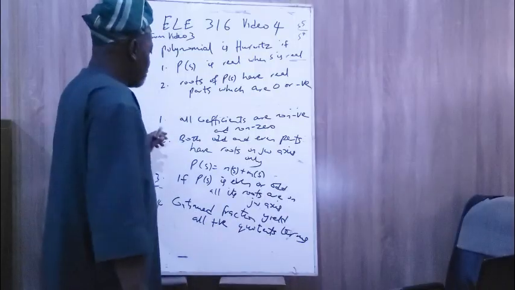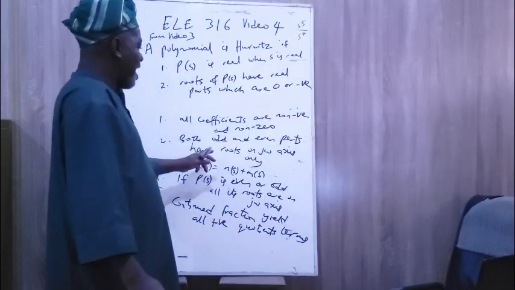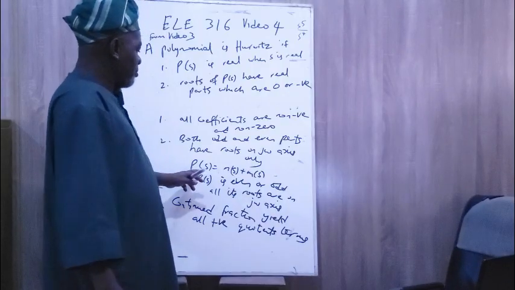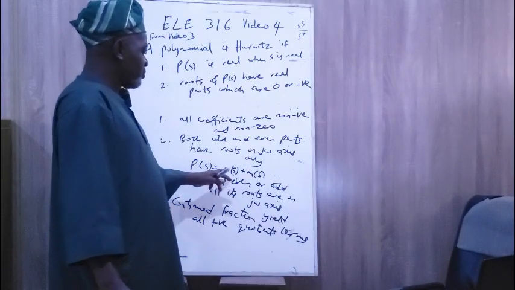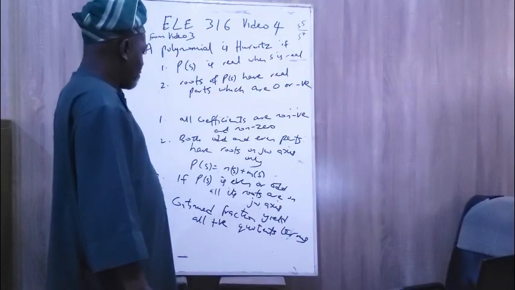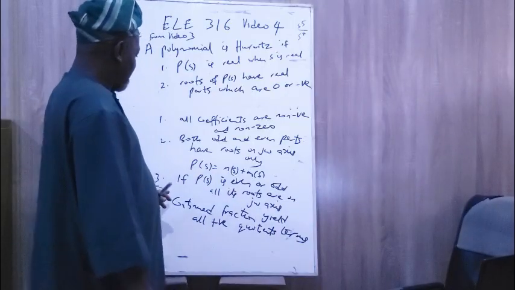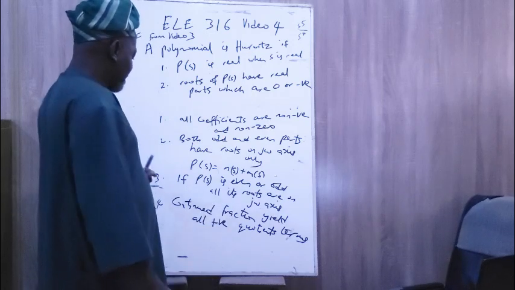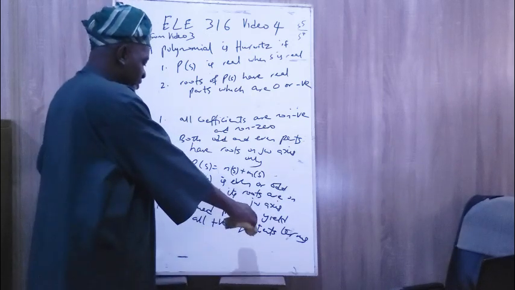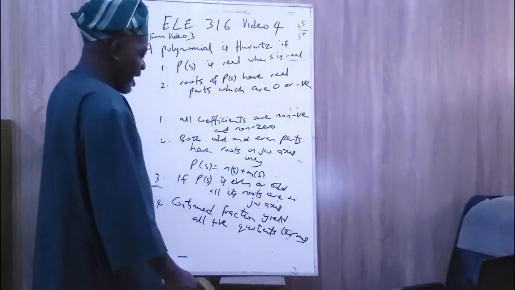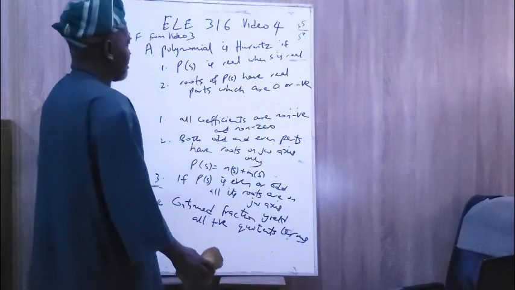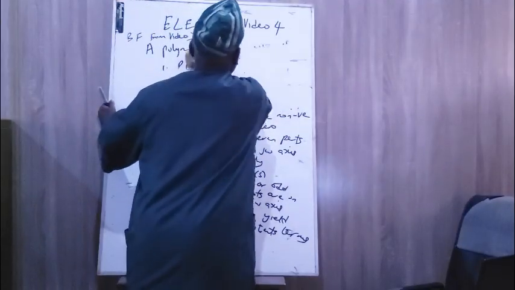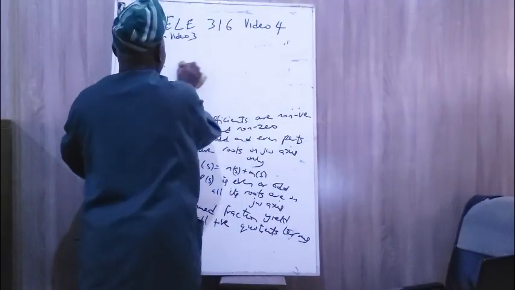And then number 2, both odd and even parts have roots on the j omega axis only. We are going to be dividing our polynomial into 2, even and odd parts. The even part or odd part, all its roots are on the j omega axis. Continued fraction yields all positive quotient terms. So we now take some examples from our textbook.